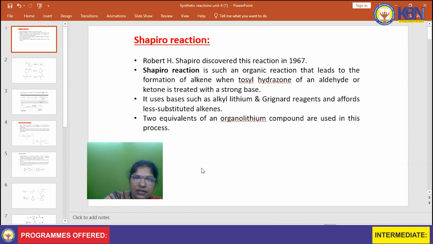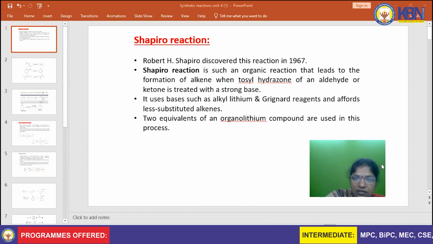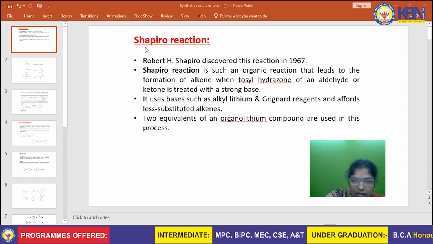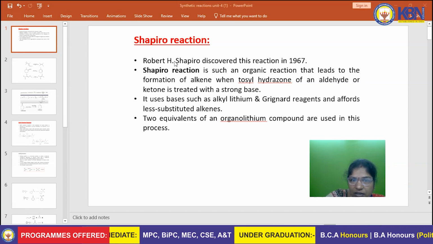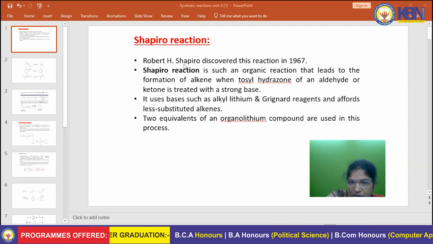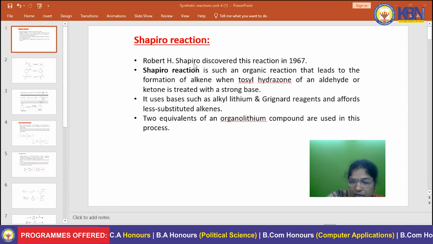Today, I will discuss some synthetic reactions in our syllabus. First of all, I will tell you about the Shapiro reaction. This Shapiro reaction is a well-known organic reaction. The Shapiro reaction was first introduced by Robert H. Shapiro in the year 1967.